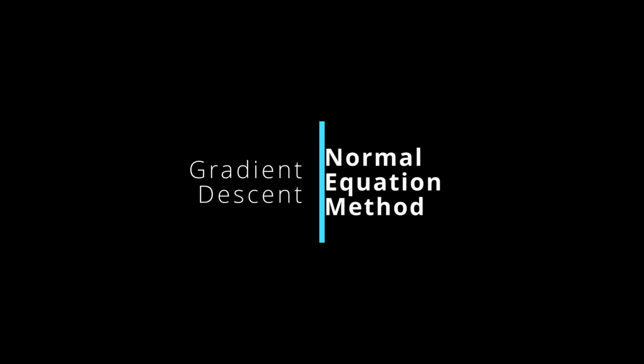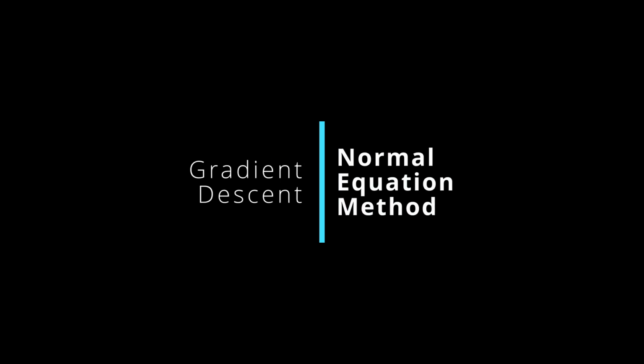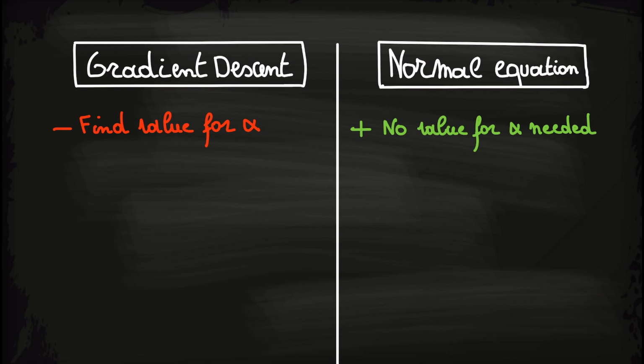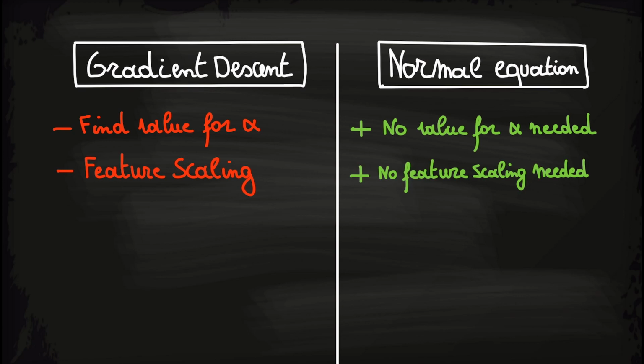That said, let us now look at some differences between the normal equation method and gradient descent so that we can find out when we should use which method. First of all, with gradient descent we need to find a good value for the learning rate alpha. With the normal equation method, we don't need to find a good value for alpha, so that's one thing less to think about. Next, with gradient descent we need to scale our features when the ranges of different features are far apart. With the normal equation we don't need to do that. That's another thing less to worry about. So far only benefits to the normal equation method.